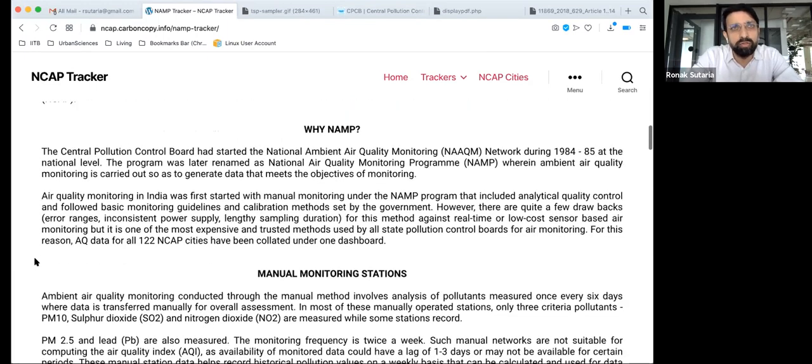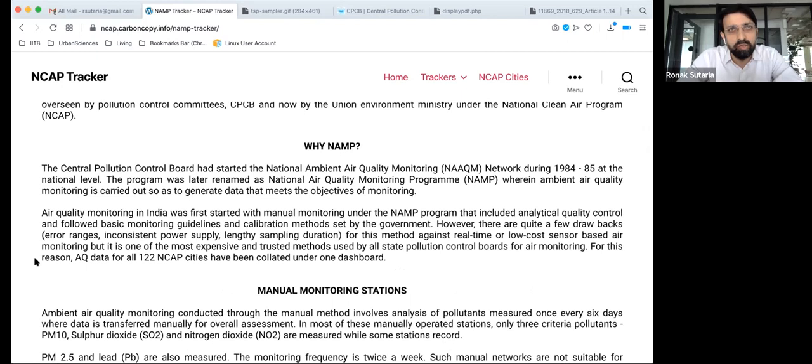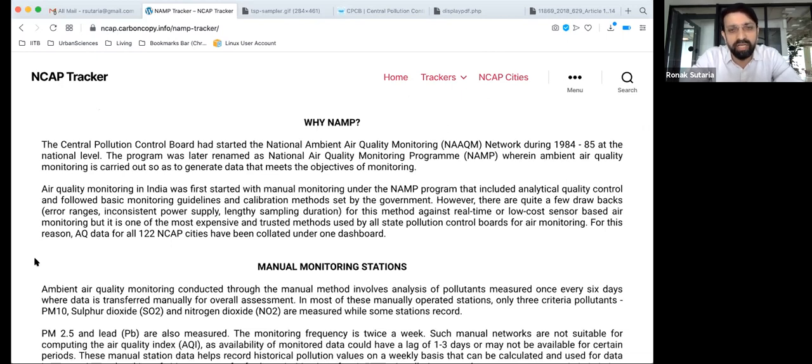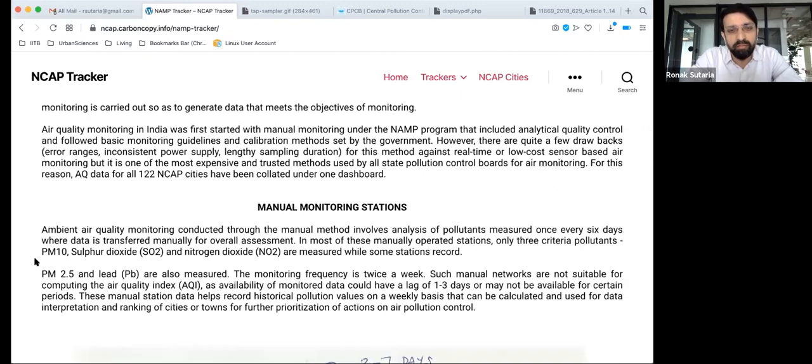And so these are also known as high volume samplers. So they can be called gravimetric or high volume samplers. When you hear these terms, they essentially mean these kind of manual monitors, where filters are collected and physically weighed on a weighing scale.